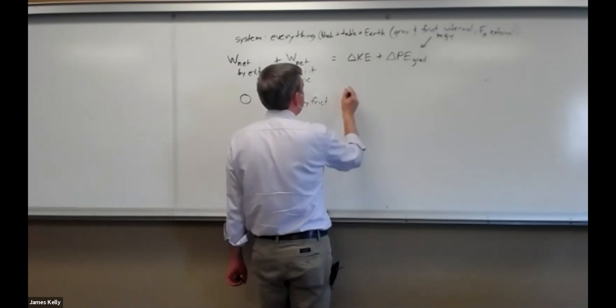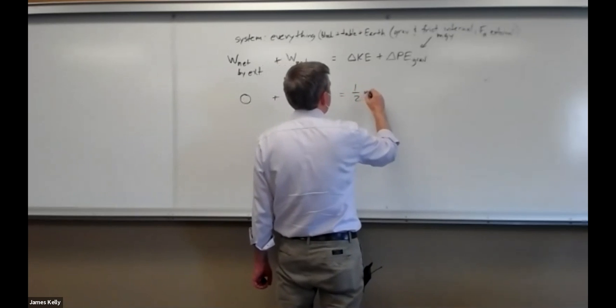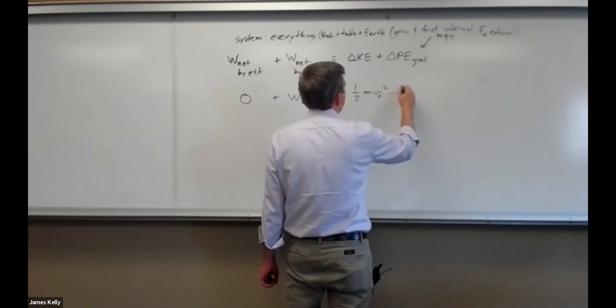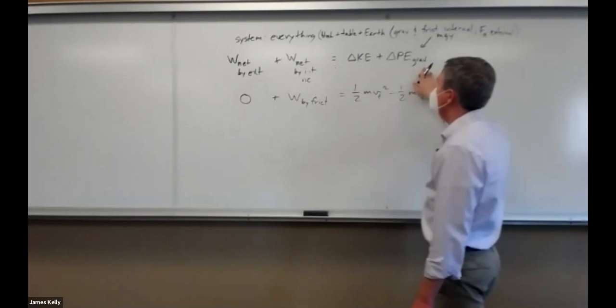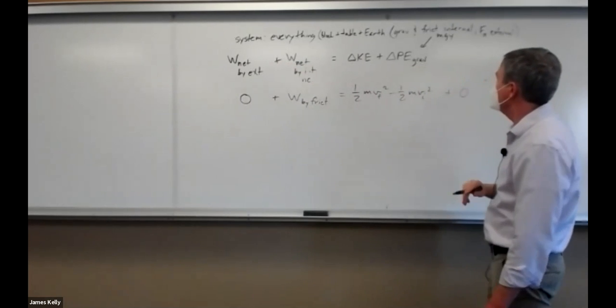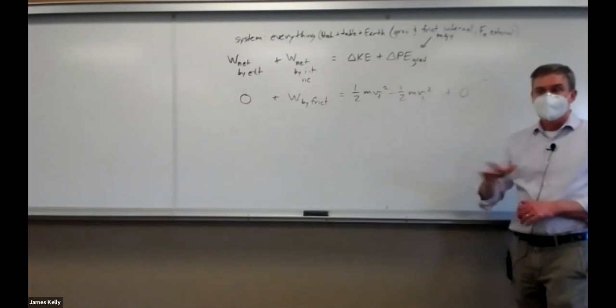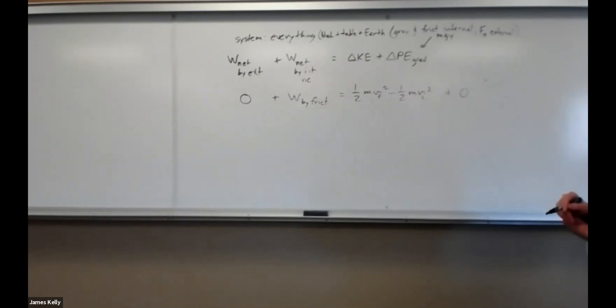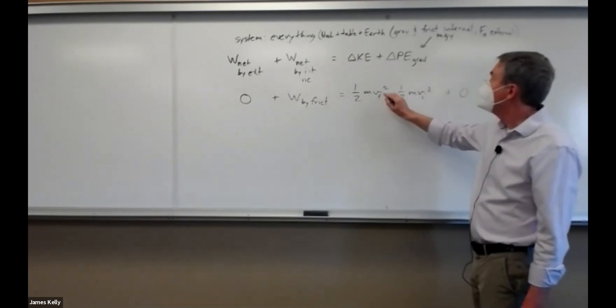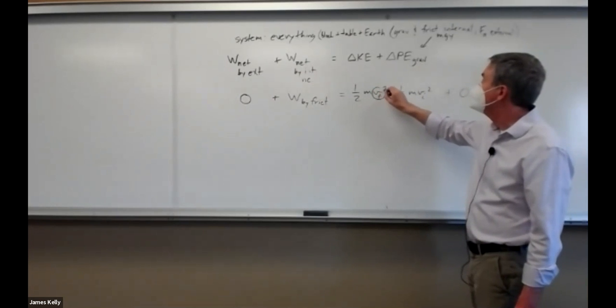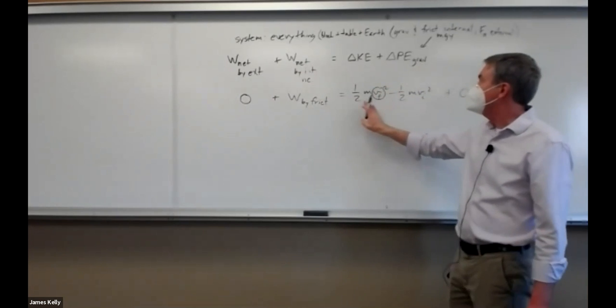Okay, let's put that as a placeholder. And then I've got a 1/2 mv final squared minus 1/2 mv initial squared. And of course, there's no change in gravitational potential energy, just like there wasn't last time. It's staying at the same height. Now, in this case, v final is not 0, right? That's what we want to find. This is our variable. So I somehow need to calculate everything else in here.